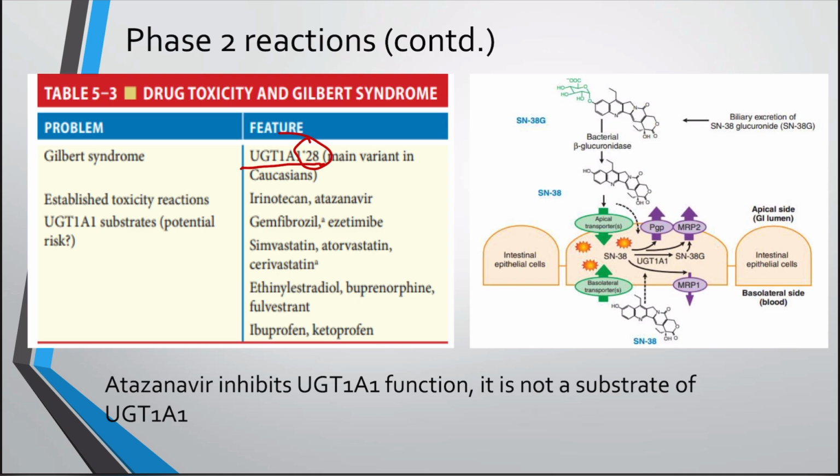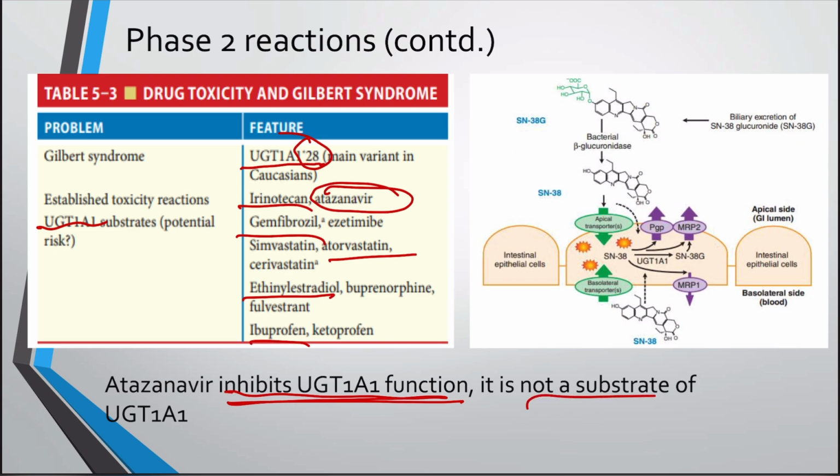causing Gilbert syndrome. Then we have other substrates of UGT1A1. It includes irinotecan, then we have atorvastatin, gemfibrozil, ethinyl estradiol, and ibuprofen. Atazanavir is also mentioned here, but atazanavir is not a substrate; it is actually an inhibitor of UGT1A1 function. And here you can see the metabolism of SN38G, that is basically the irinotecan metabolism and how it is being affected.